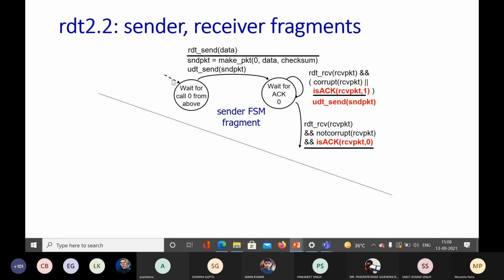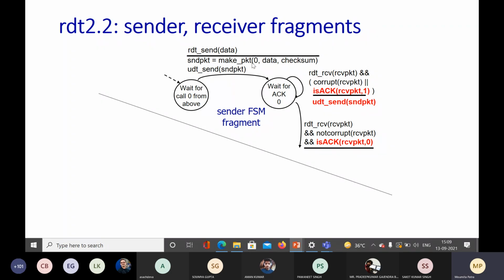Okay. Now this is the initial state. That means at the sender side, the sender is waiting for a call from the above layer to send a packet with packet number 0. Once that call happens, okay, I hope my mouse is visible to you people. If it is not, then just let me know. So when this event happens, that is RDT send data, that means a call has been made to create the packet and then send it over the medium. So these two actions are taken, that is make packet and then UDT send packet.